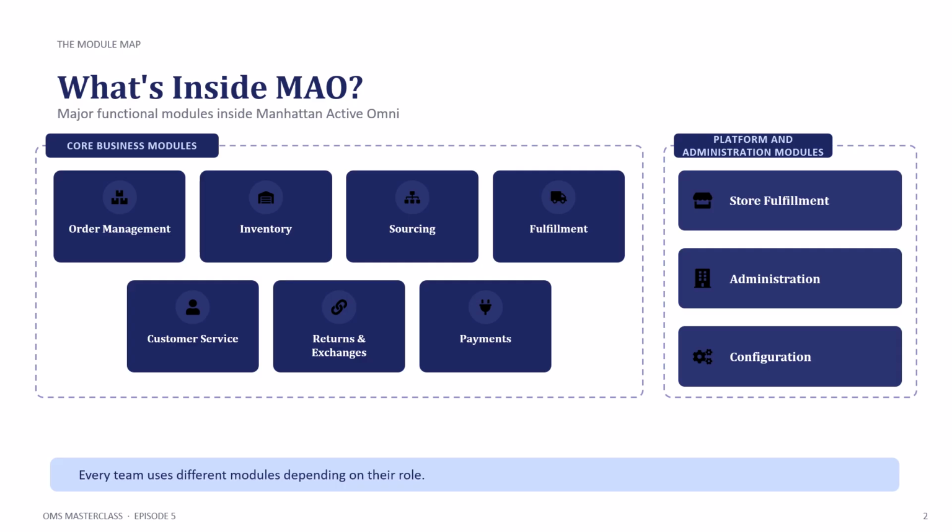Before we look at each module individually, let's first see the bigger picture. MAO isn't just one page where everything happens. It's organized into different functional modules and each one has a specific responsibility. Some modules handle customer orders, some work with inventory, some focus on sourcing or fulfillment, while others support payments, returns, and customer service. There are also platform modules like configuration, administration, and store fulfillment that help manage and control the application. Think of this as different teams working inside the same application. Together, they make the entire order process possible.